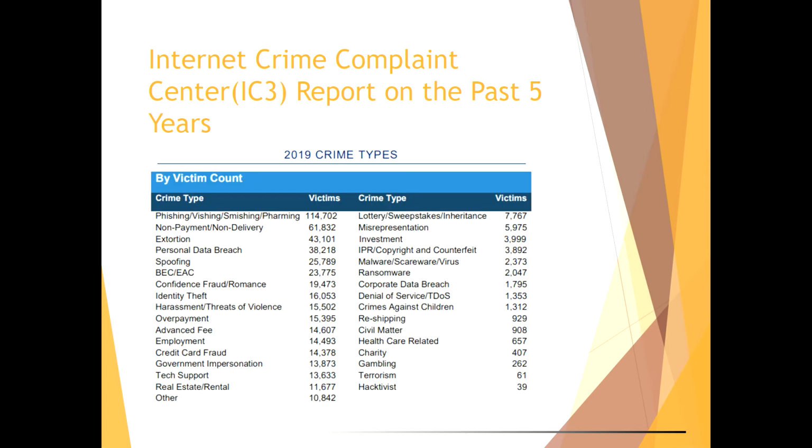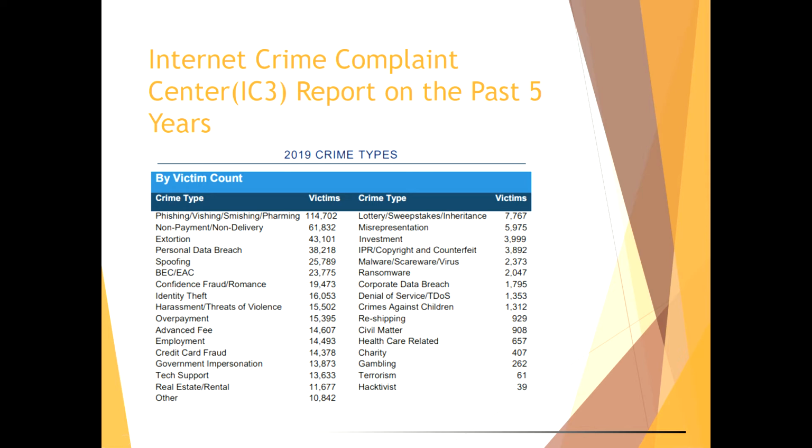So for the victim count, the leading type of attack is phishing, smishing, pharming, all of which entail collecting your information. And according to the ranks, as you can see, EAC is ranked number 6, together with non-payment, non-delivery crimes and extortion. Based on IC3, most of these crimes result from ransomware. This one, ransomware. BEC, that means business email compromise or email account compromise.